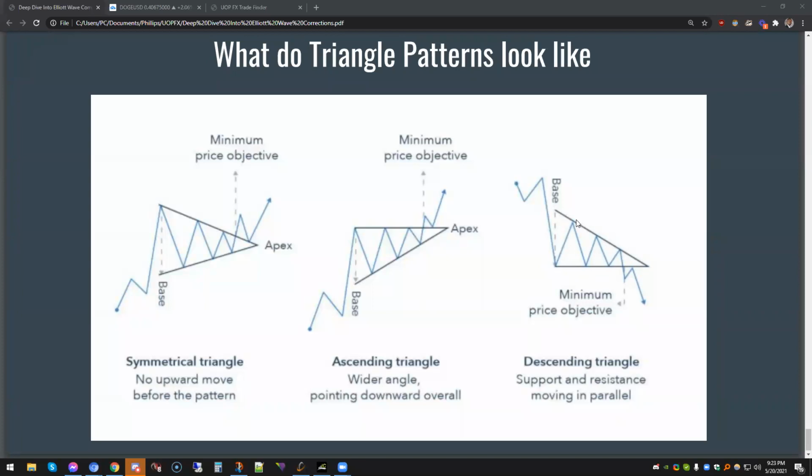Once you see 1, 2, you've got 2 swings. You've got your first high, your second high, your first low, your second low. The next time price comes up, you're looking to sell. You're looking to sell right when price comes to that trend line.